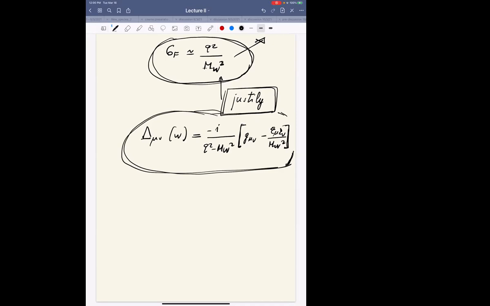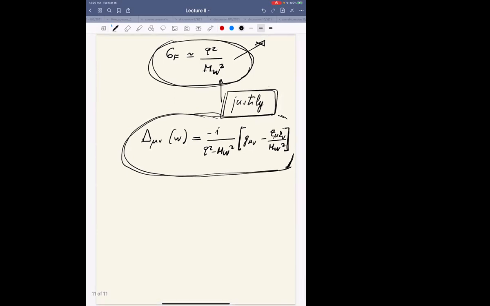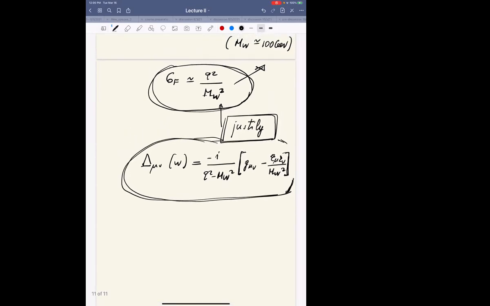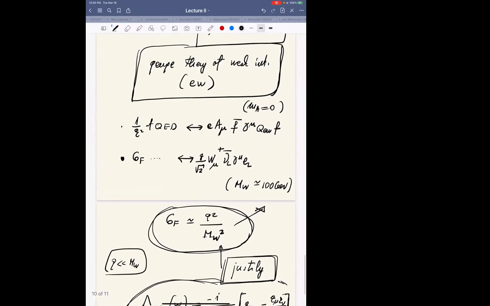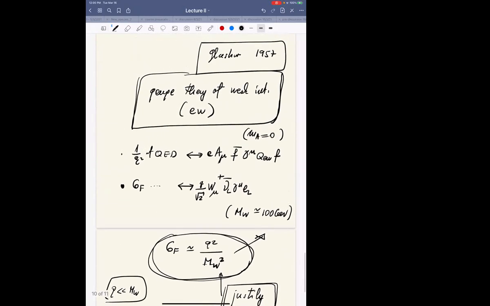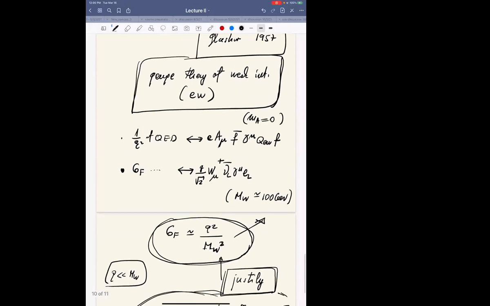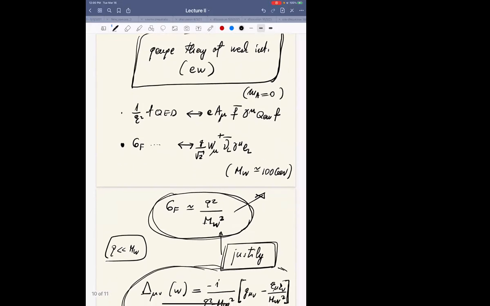Any questions, please? By the way, for the sake of the argument that I used before, the precise form of the propagator is irrelevant. As long as q is much smaller than MW, whatever the details are, the propagator will look like 1 over MW squared. But we will do this from tomorrow. We'll get precise and organized. Today is the illustration.